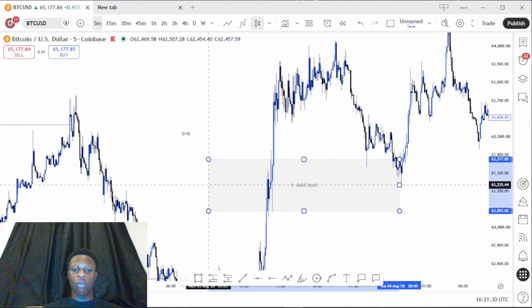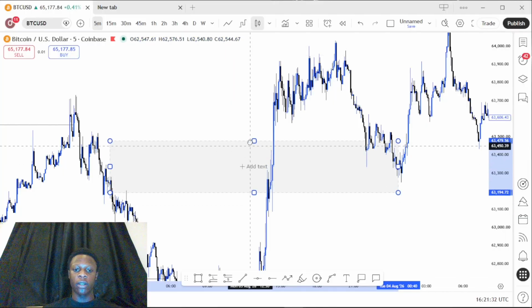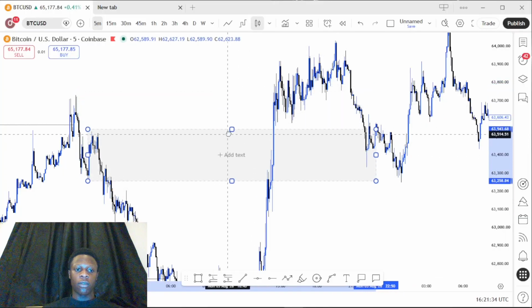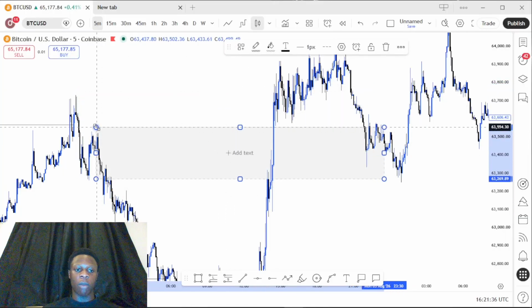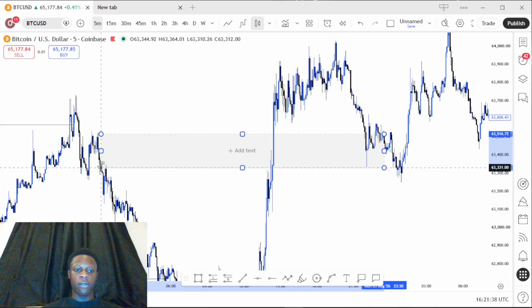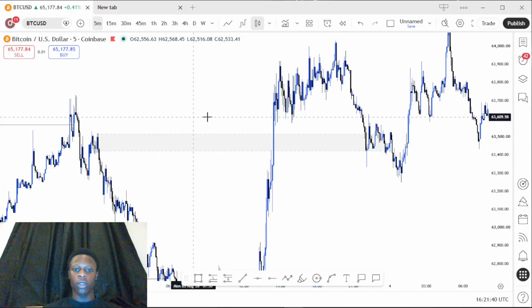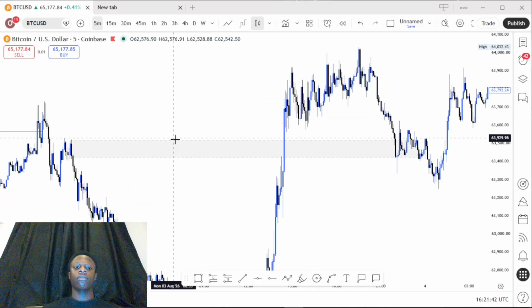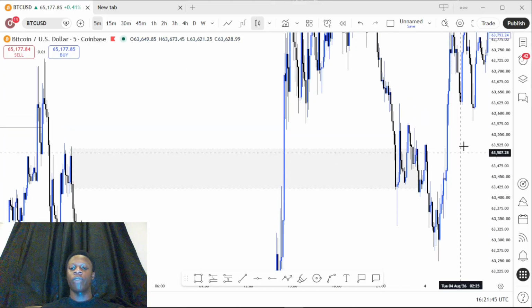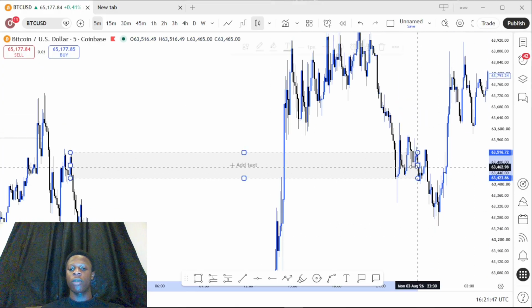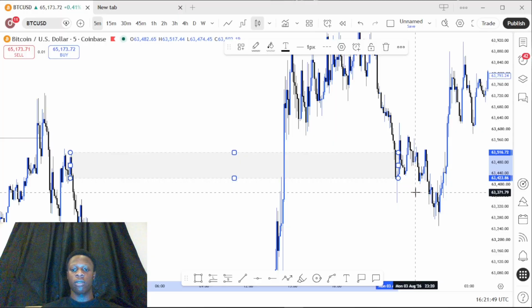This was my OB. I used this very OB right here. Let me mark it out for you guys. I used this very blue candle, which was, what was it called? Breaker block. So I used this very breaker block, and this was my trade.